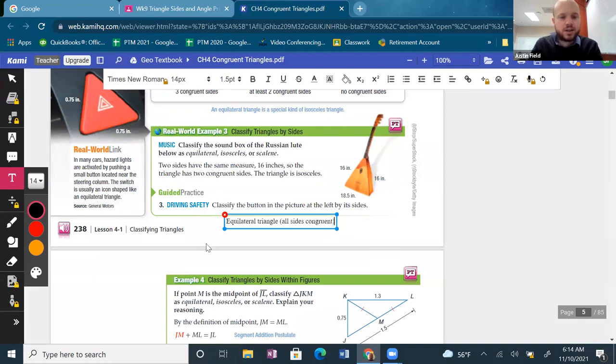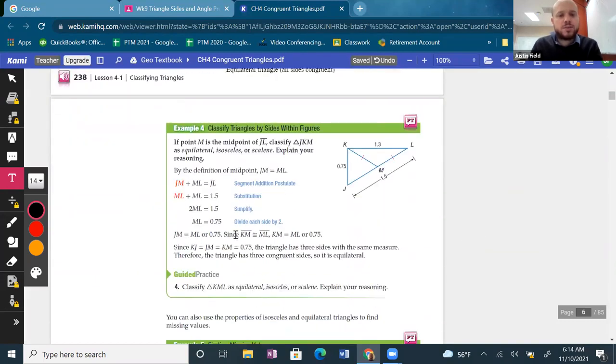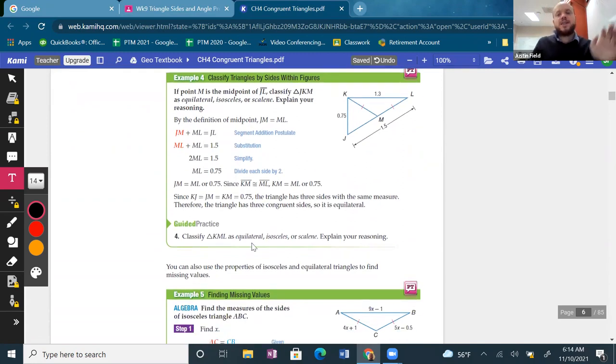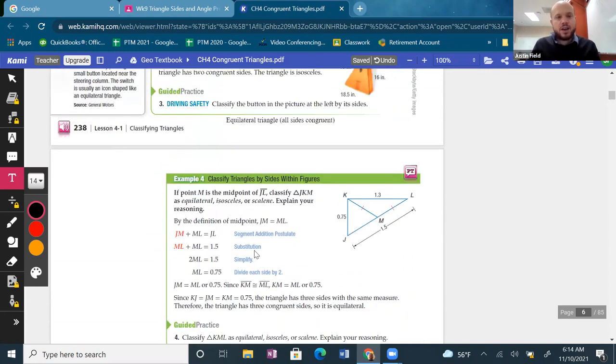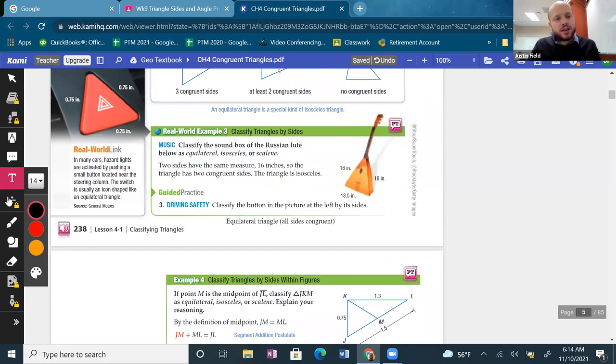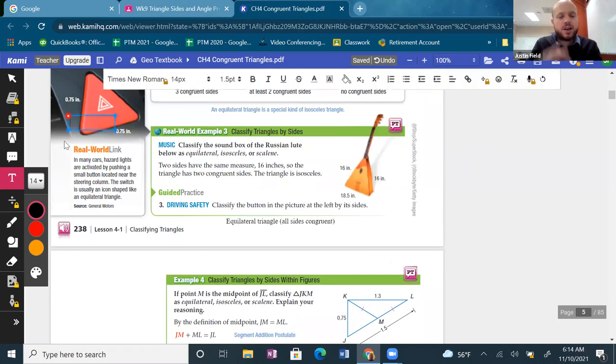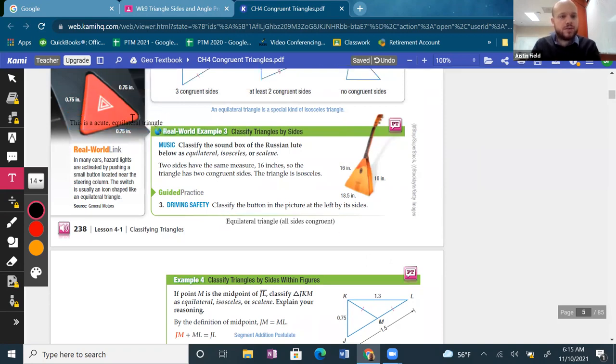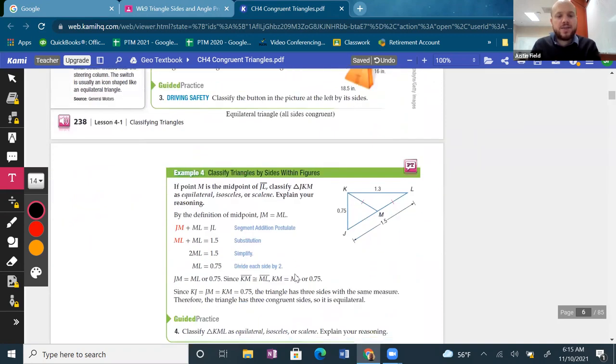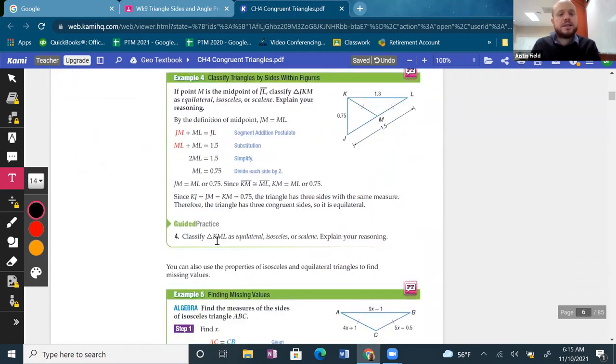All right. So you can classify each triangle by side and angle. You can say, it's not just equilateral. This is acute equilateral, right? That's how you classify a triangle. Classify KML. KML.